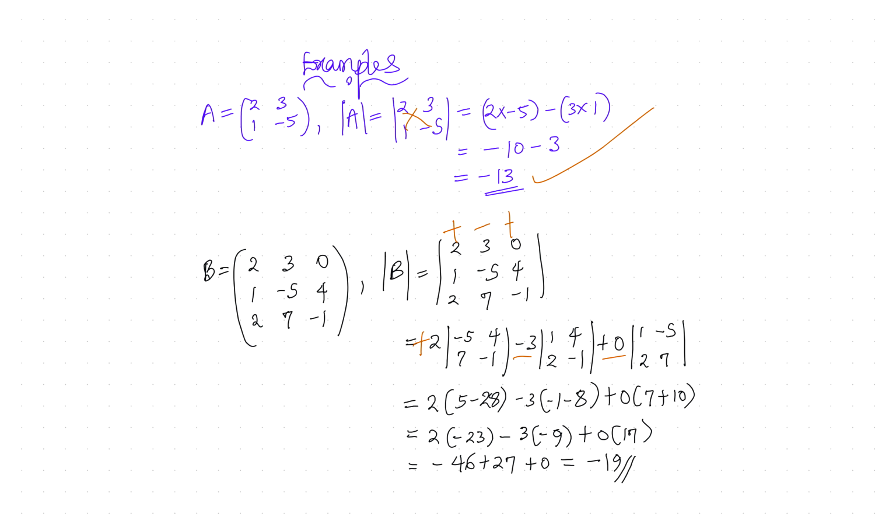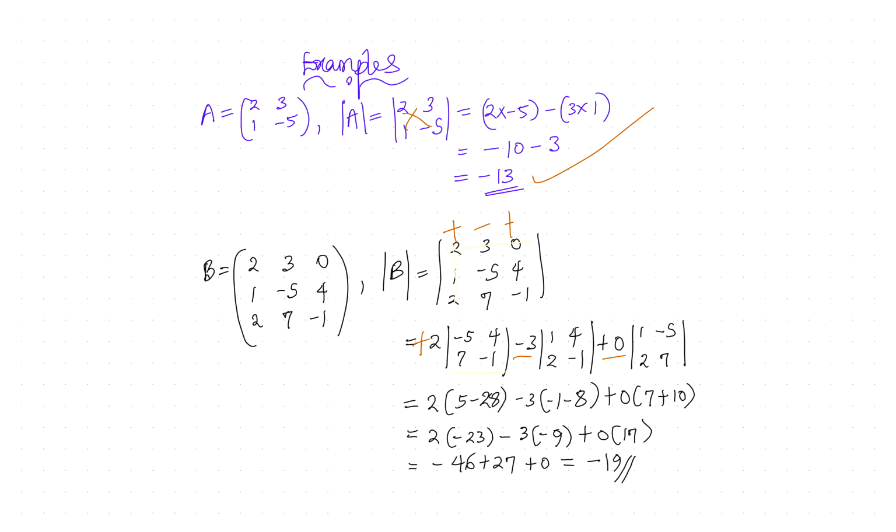And to do so for plus 2, right? Let me get something not so thick. So you cross out this column and this row, and you have minus 5, 4, 7, minus 1. That's what you have in this cage.